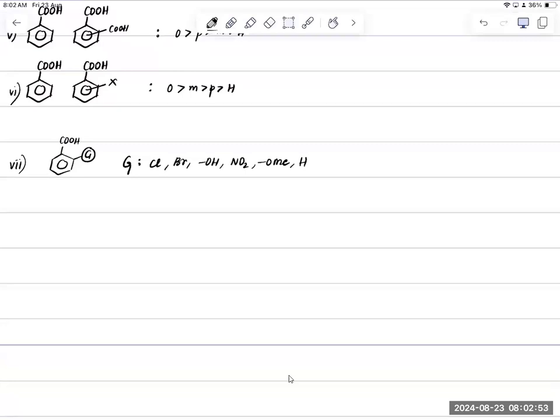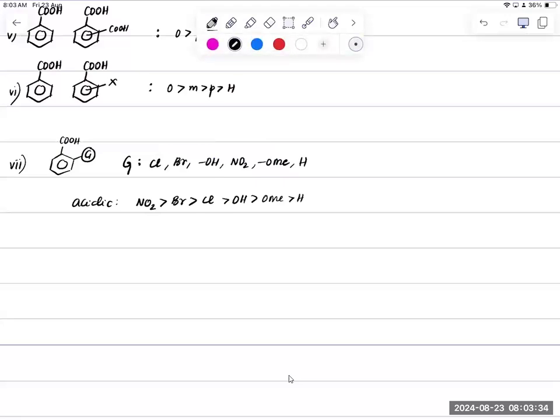Now notice carefully, chlorine, bromine, and nitro are withdrawing in nature. OH and OMe are donating in nature. So definitely, these two will have lesser impact of ortho effect as compared to these three. Correct? These three will have more impact of ortho effect. So therefore, acidic character now will be NO2 most acidic, then bromine, then chlorine. Okay, and after that comes OH, then OMe, then hydrogen.